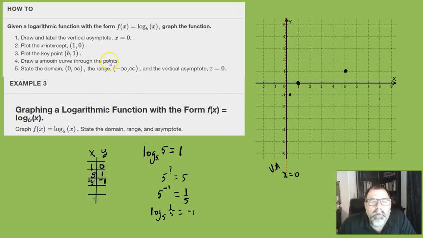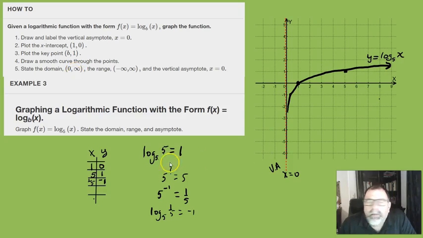Now, draw a smooth curve through the points and going towards the asymptote. So we're getting closer and closer to 0, and try to do this as smooth as you can and hit that point, and it flattens out. So this is y equals log base 5 of x.